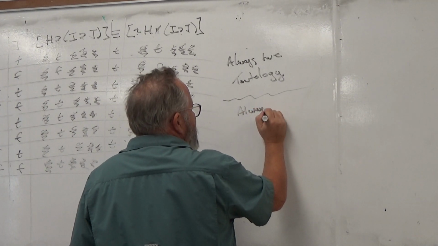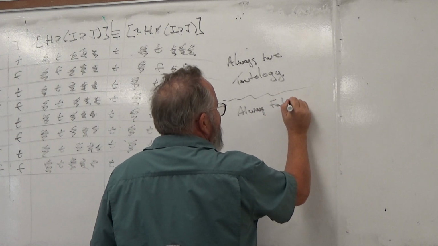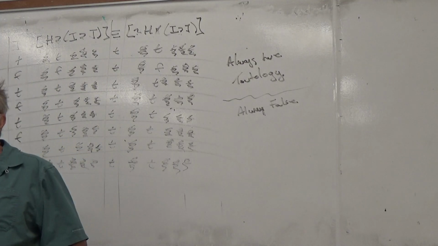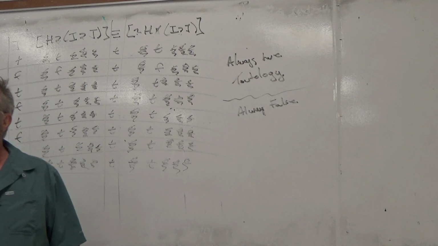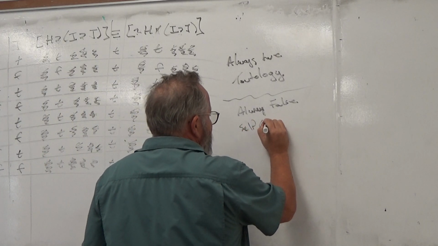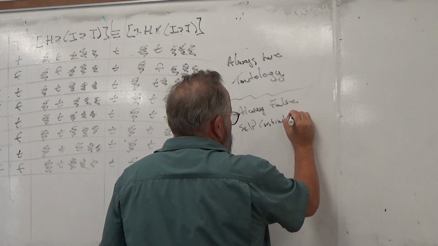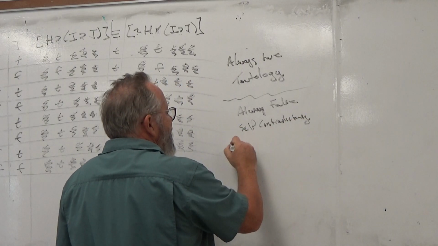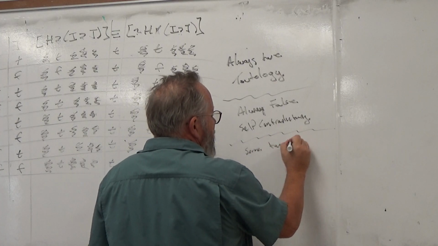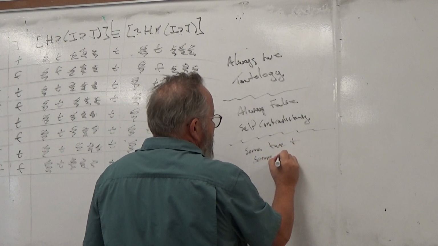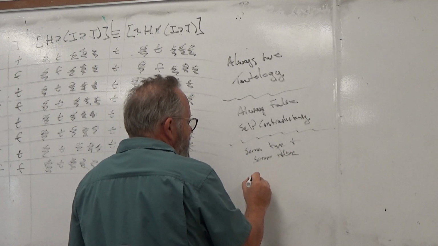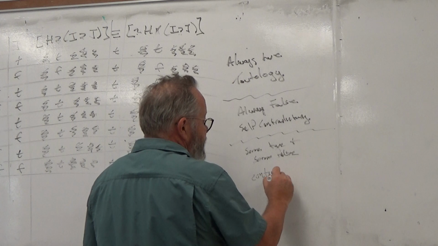But we also said it might be the case that it turns out to always be false. What would we call it? Self-contradictory. Right? And then we also have the possibility of some true and some false. So if you have at least one of each, it's called contingent, right?